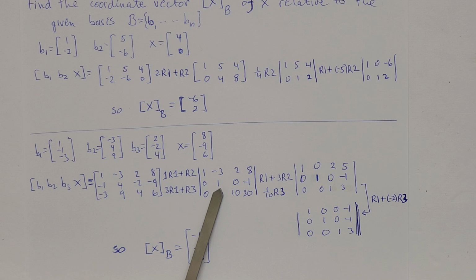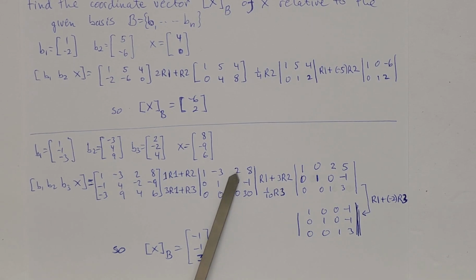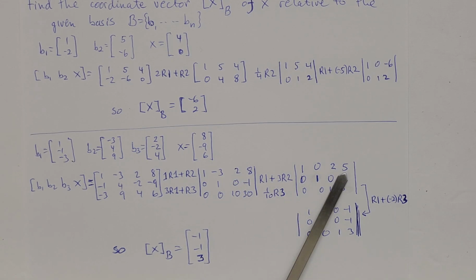3 times 1 will be +3. +3 subtract 3 gives me this 0. 3 times 0 plus 0 is 0. 0 plus 2 gives me this 2. 3 times -1 is -3. Plus 8 gives me this 5.